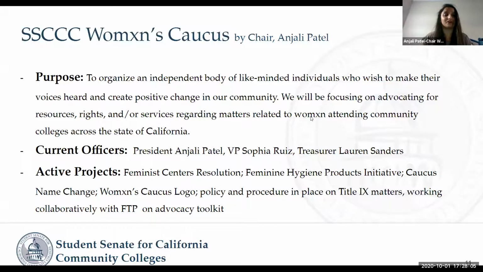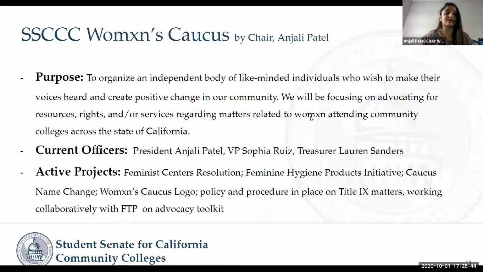Right now we are currently working on a lot of projects. As you can see, we have a resolution written on Feminist Centers, because not all of the 116 community colleges have a Feminist Center. So as a Women's Caucus, one of our members wrote this resolution to recommend them, and it would probably be in the GA, depending on how many more modifications we have. So we have written the resolution on feminist centers to have those on the campuses.